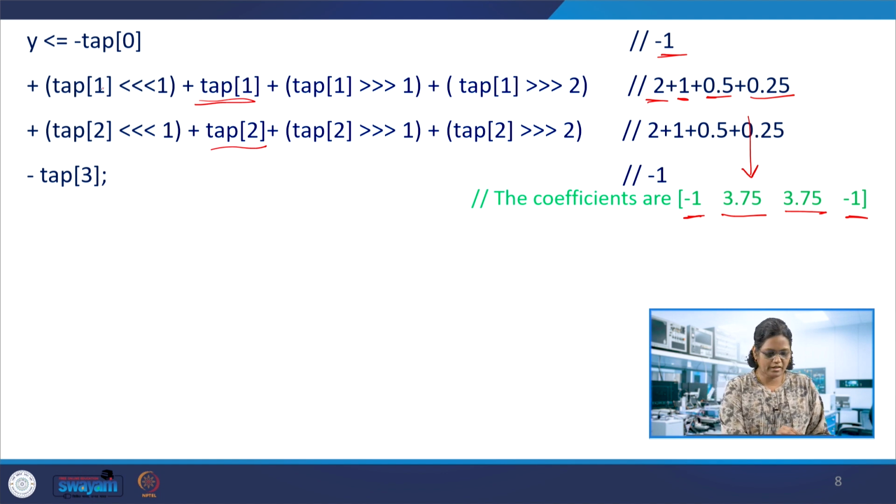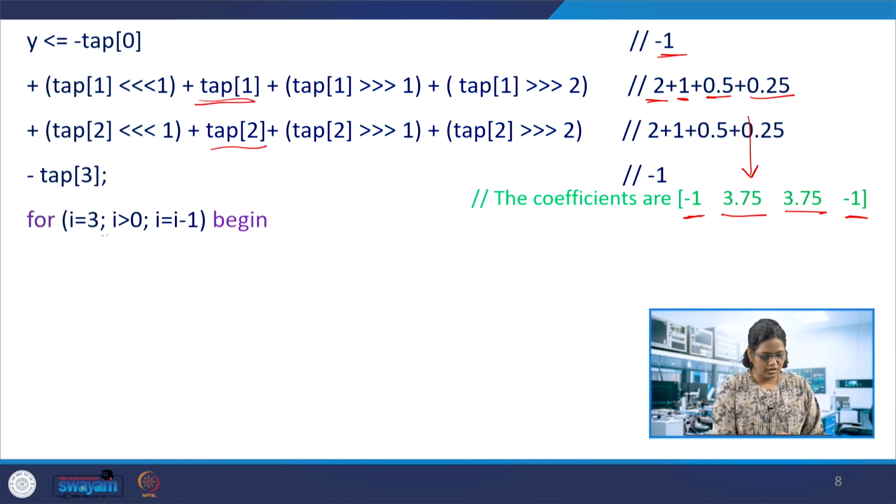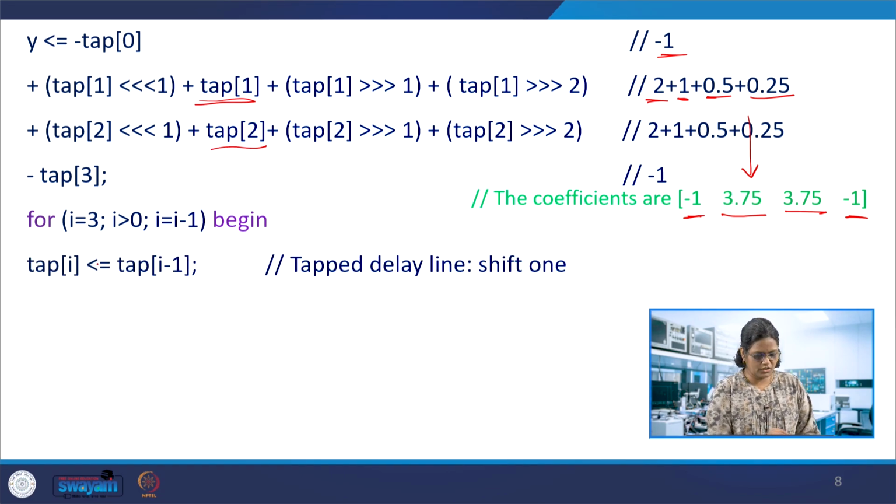So, that will be the output of the values we stored in tap 0, 1, 2, 3. For i equal to 3, i greater than 0, i equal to i minus 1. Let us see, each tap is shifting, that delay was there, tap i minus 1 is shifted to tap i every clock cycle. So, this is the shift. Starting from 3, and then 3 minus 1 is 2, and then 2 minus 1 is 1, and 1 minus 1 is 0. So, 3, 2, 1, 0, all will be shifted one by one. This is a shift operation that is the delay.